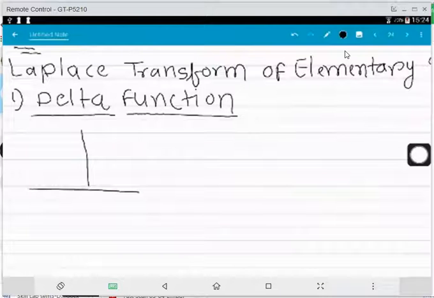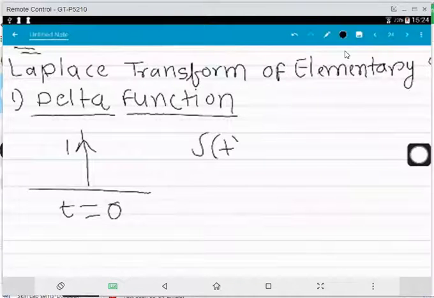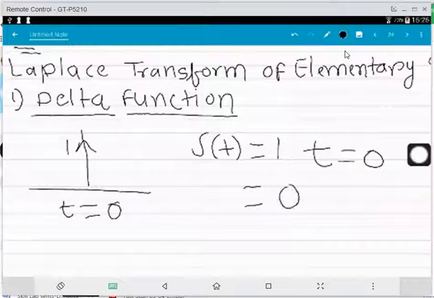We are going to represent this delta function. It is equal to 1 at t is equal to 0. Now this delta t is equal to 1 at t is equal to 0 and is equal to 0 otherwise.